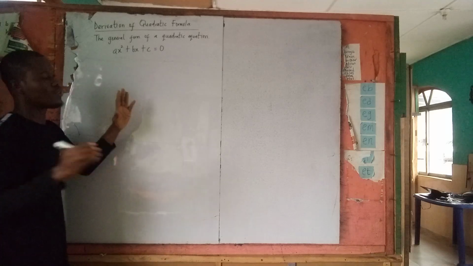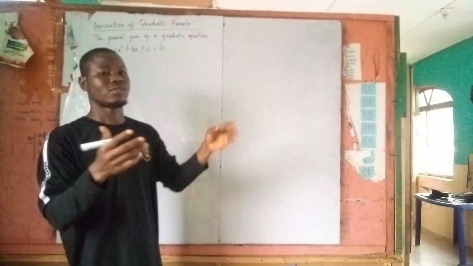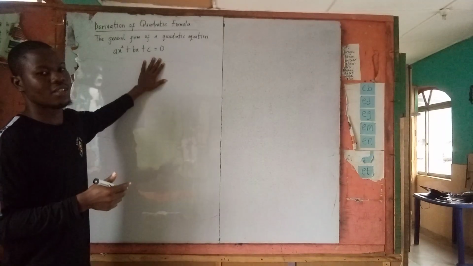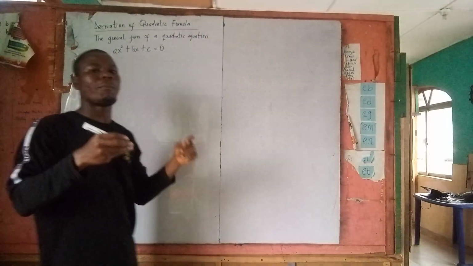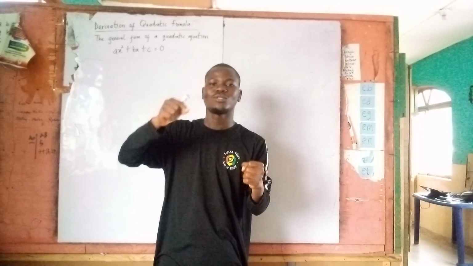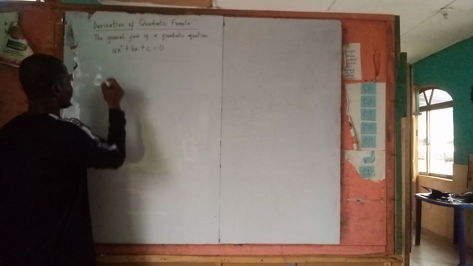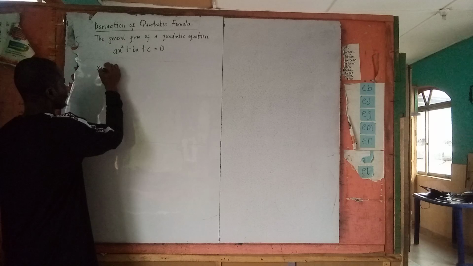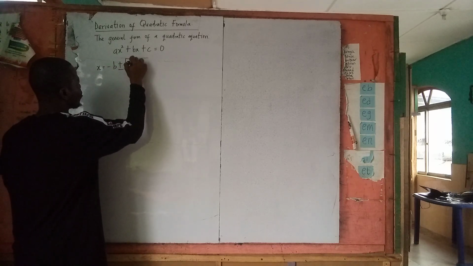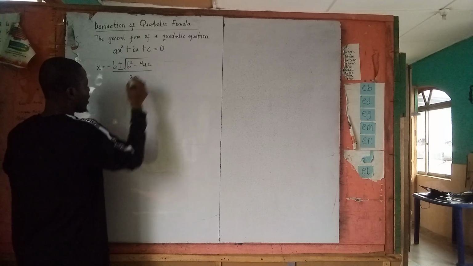First, for us to get the quadratic formula, the formula was gotten from the general form of the quadratic equation, which is ax squared plus bx plus c. We are going to apply what we call the completing the square method to derive this formula. The formula is x is equal to minus b plus or minus root b squared minus 4ac, over 2a. So this is the general formula.